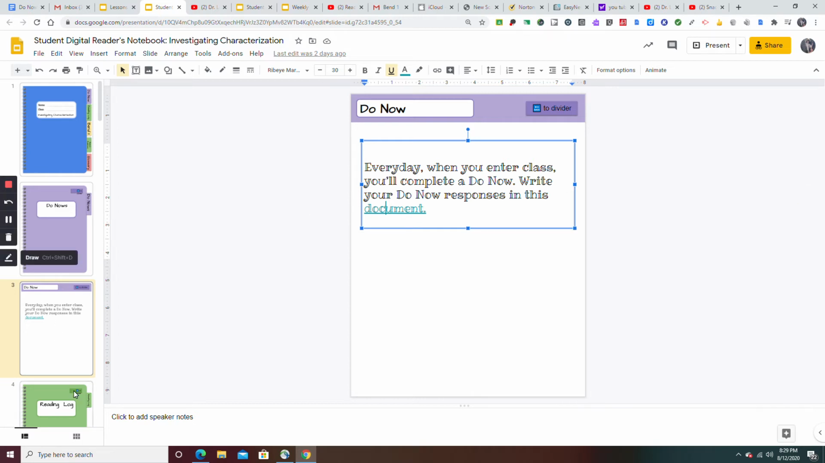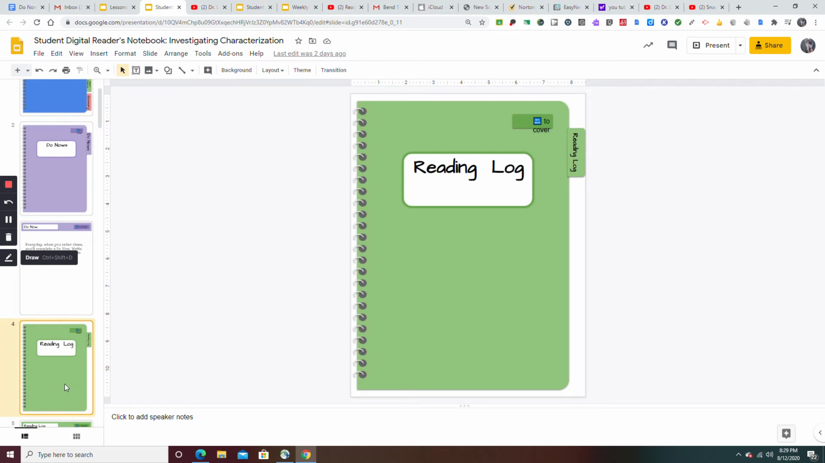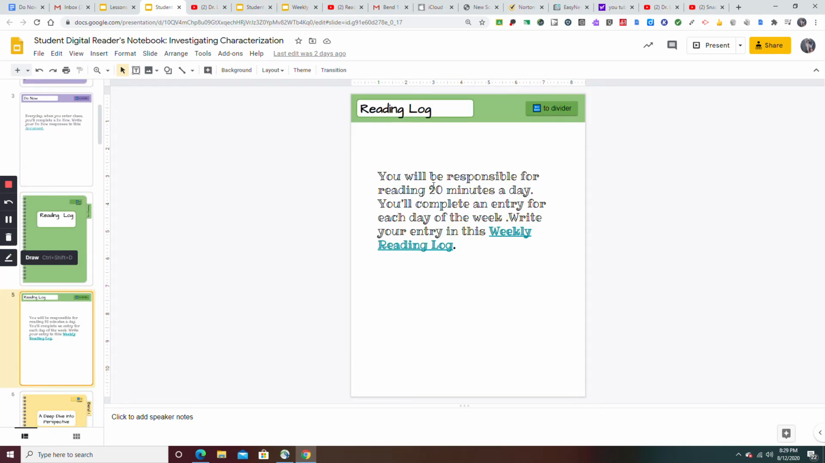And that's highlighted in green there. So you will be responsible for reading 20 minutes a day. You'll complete an entry for each day of the week. So this includes the reading you do at home, the reading you do in the classroom, and you're going to write your entry in this weekly reading log. So if I click on the weekly reading log, this is what it looks like.